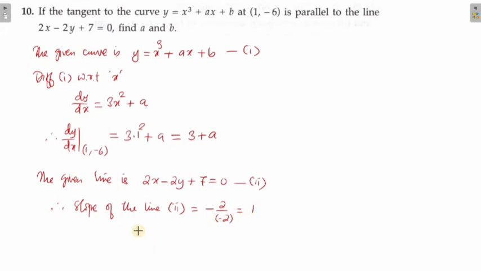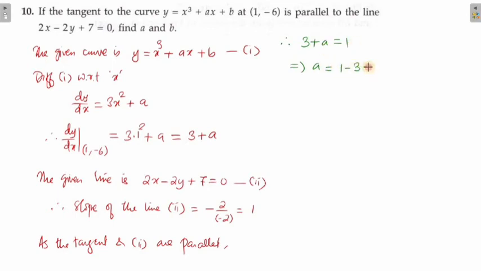Okay, now as the tangent and line 2, that is this line, are parallel, their slopes are going to be equal, isn't it? So you will do the rest of the work out here. So the slope of the tangent, that is 3 plus a, must be equal to the slope of the line, which is 1. So from here the value of a turns out to be 1 minus 3, which is minus 2. So I got the value of a.